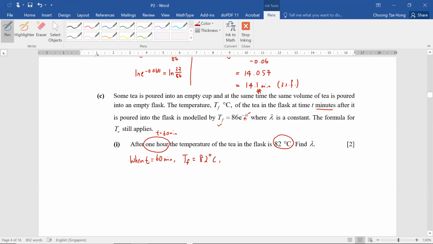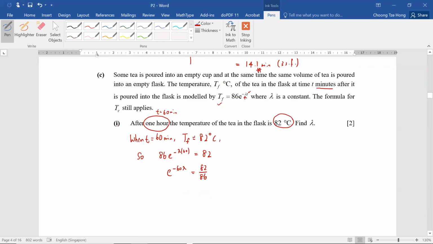So we're going to formulate an equation. 86 e to the power of negative lambda times 60 will be equals to 82, right? Do you still remember how to solve this? Bring the 86 over first. I'm going to put the 60 in front of the lambda. So 82 over 86. You can actually simplify this to 41 over 43, divide by 2. Then now is the time to ln both sides.